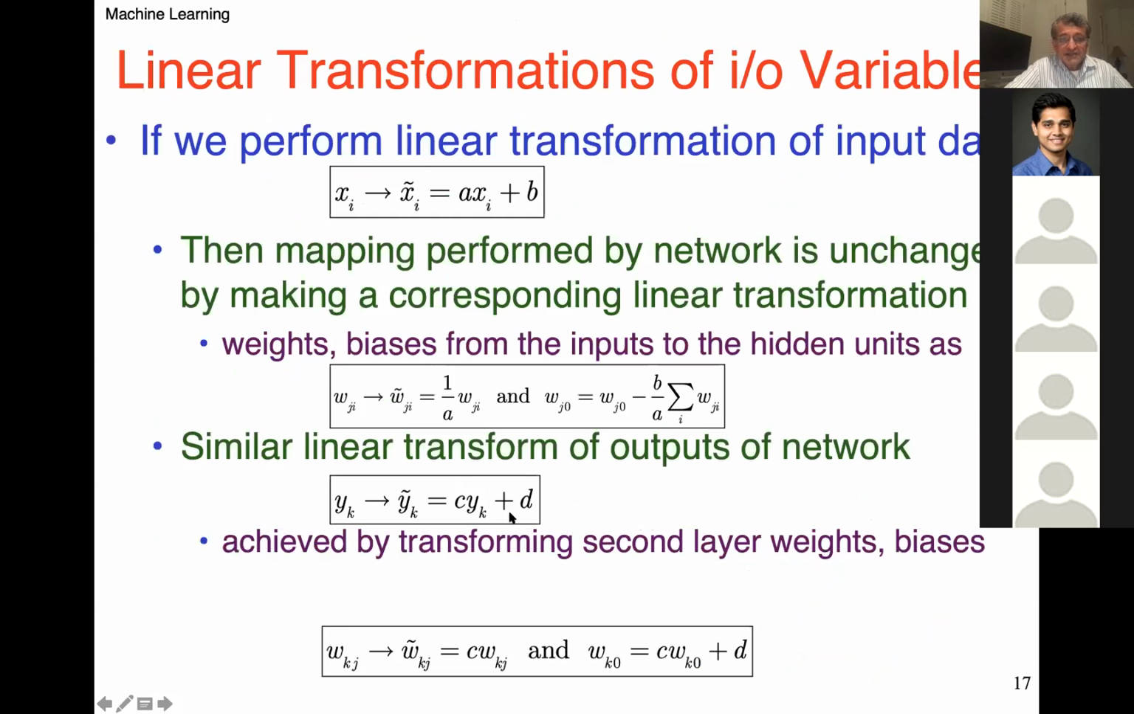So if you perform a linear transformation of the input data, xi is replaced by a xi plus b. The mapping performed by the network is unchanged by making a corresponding linear transformation of the weights and biases. So the weight should change like this, and the weight should change like that, so that the output is not changed.